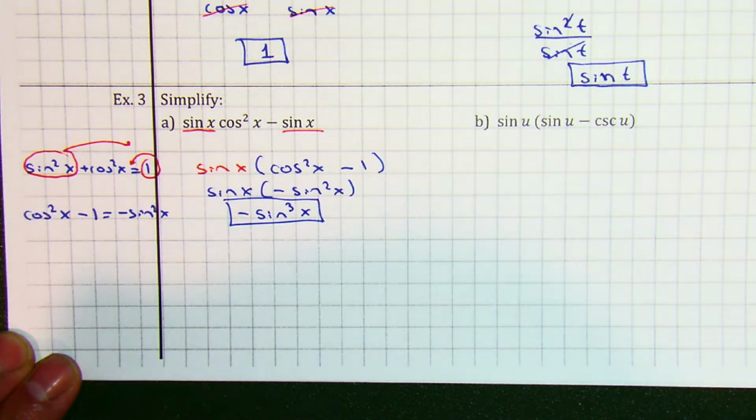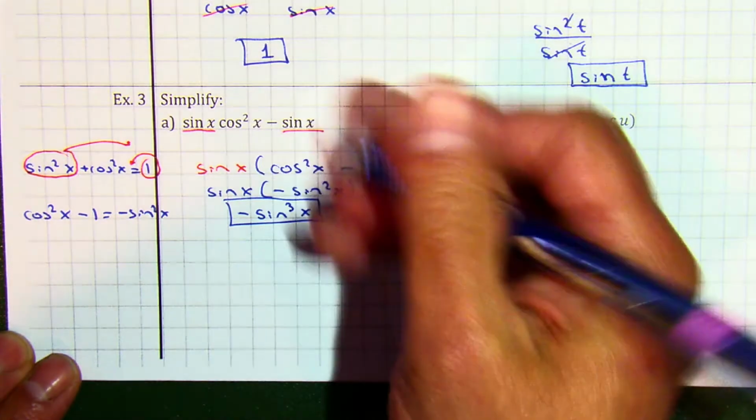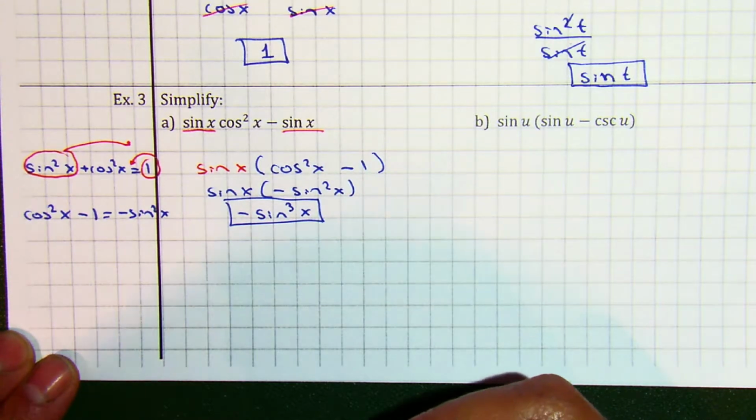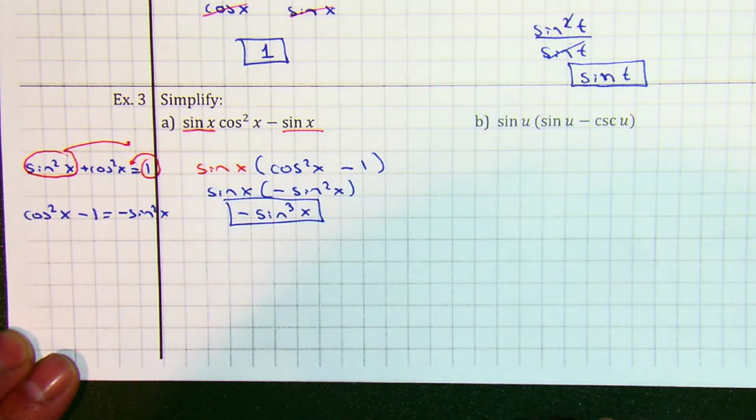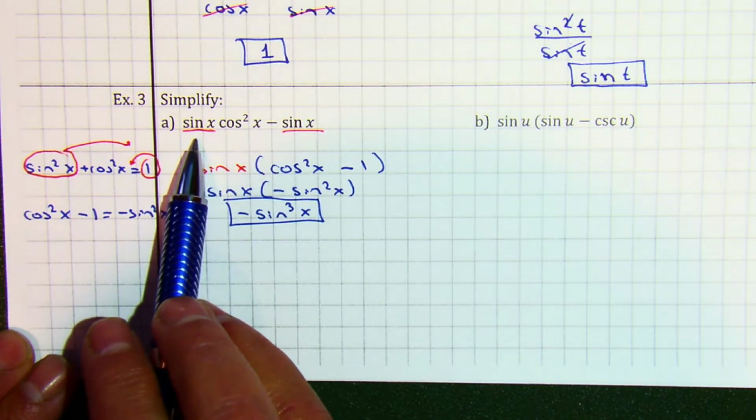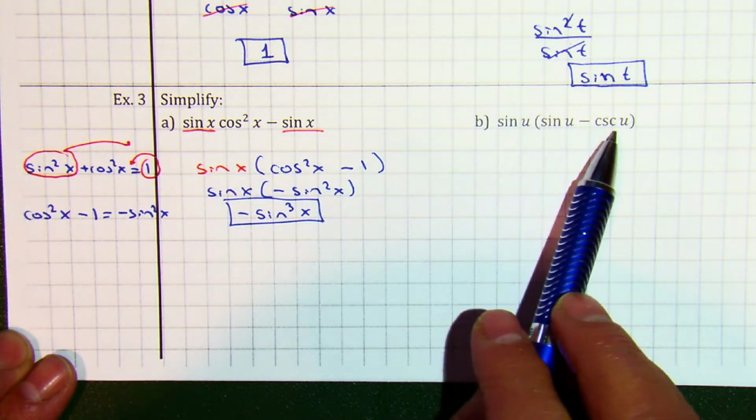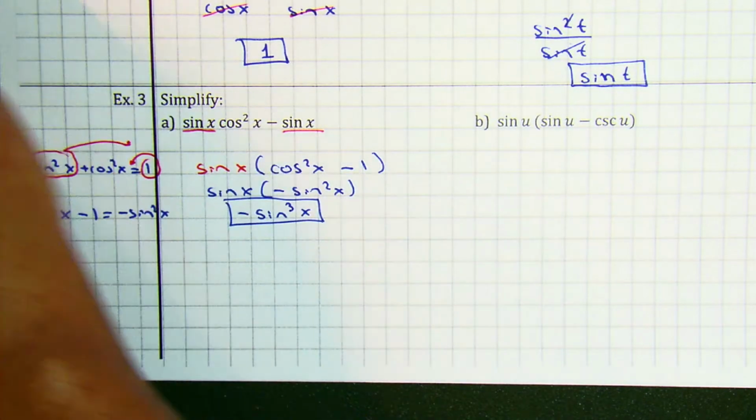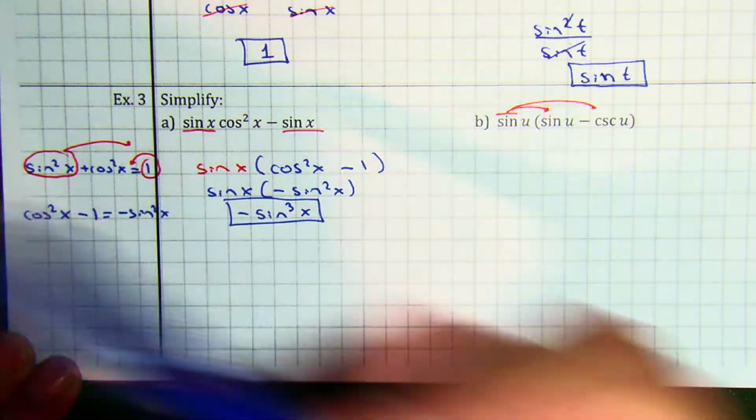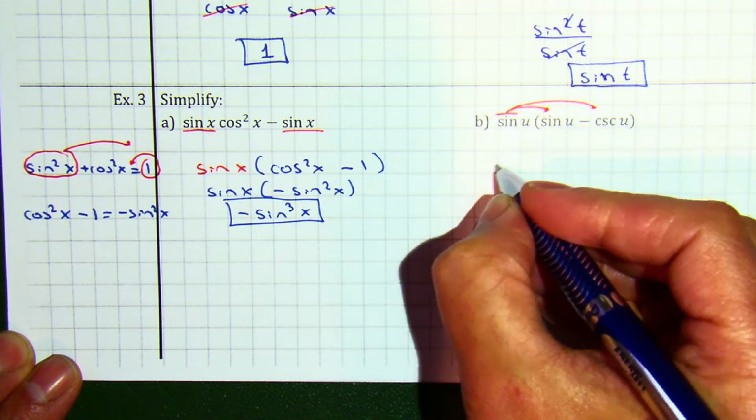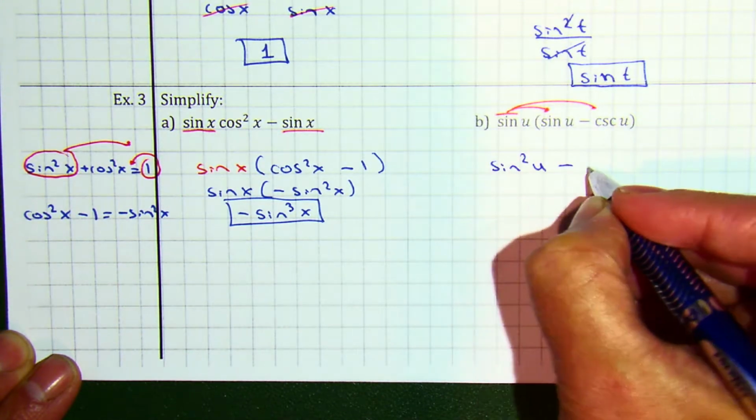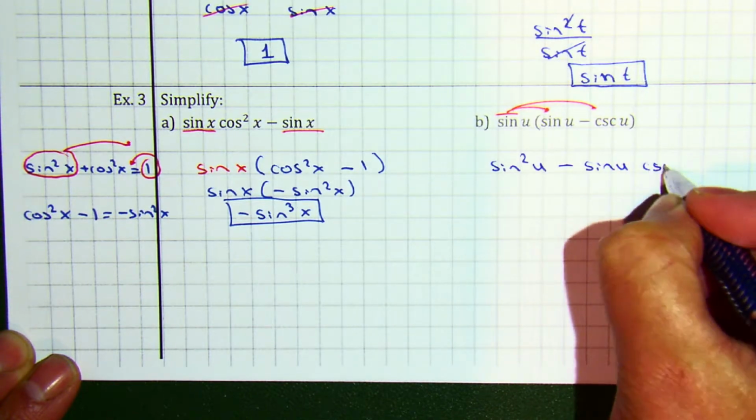So the challenge is that you're not too sure what your end result should be. As we verify identities, it'll be a little bit easier for the next section. But for now, you just have to trust and see where it gets to. So in this case, we factorized sine. In this one, what should we do? Correct. We should multiply the sine. So we have sine of u times sine of u will give me sine squared of u. Sine of u times cosecant of u gives me negative sine of u cosecant of u.